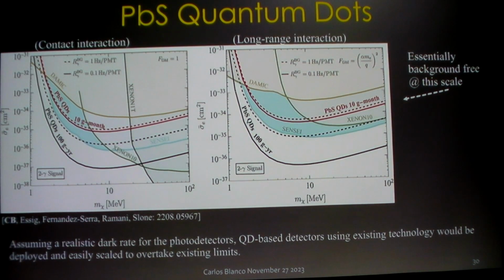And so these are projections of what those sensitivities will look like for two different scales of deployment. So here you have a 10 gram month exposure of quantum dots. This is like a 1 liter volume of quantum dots suspended in liquid. And at that scale, the sensitivity is kind of independent of the dark rate of your photodetector, if the rate is of order 1 hertz. So even with these off-the-shelf parts, you can already characterize this perfectly because these are essentially background free at this scale. So you build this experiment, you characterize it, you're essentially background free, you can do it.